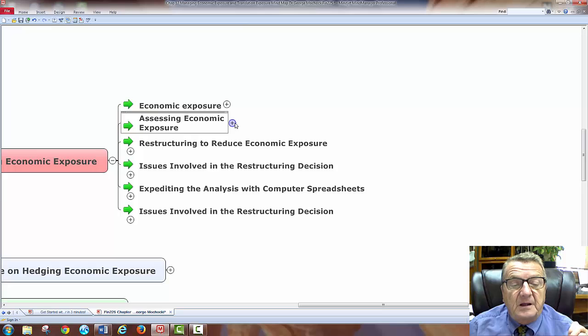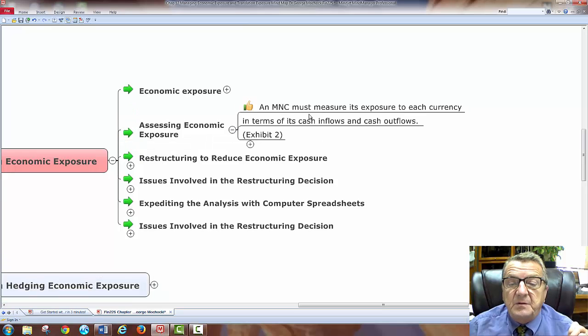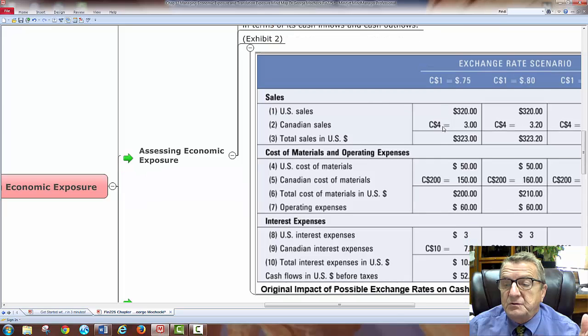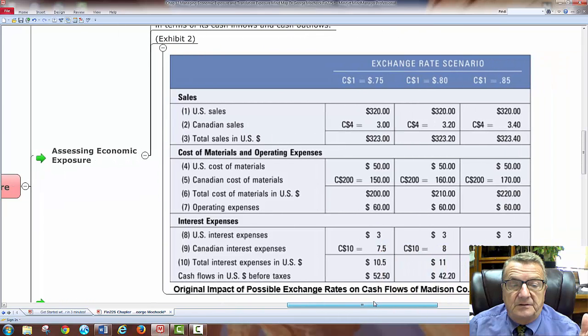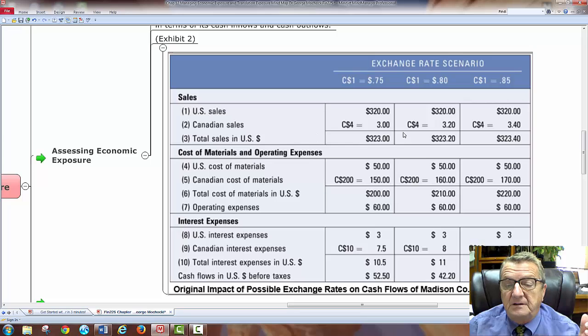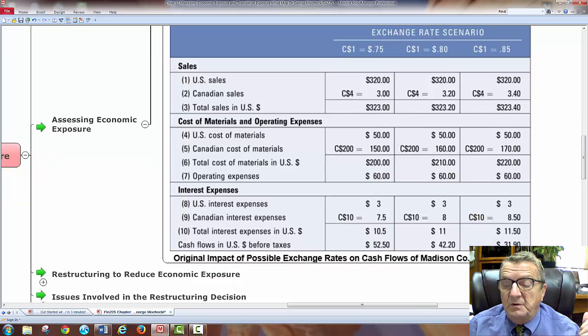Okay, assessing economic exposure. An MNC must measure the exposure to each currency in terms of cash inflows and cash outflows. And again, you have the different exposures, U.S. sales, Canadian, at different exchange rate scenarios. So you know how much it is in millions, which is the best strategy at that time frame. Because remember, this is only one component of what you're looking at to create added value from a financial perspective for an MNC.